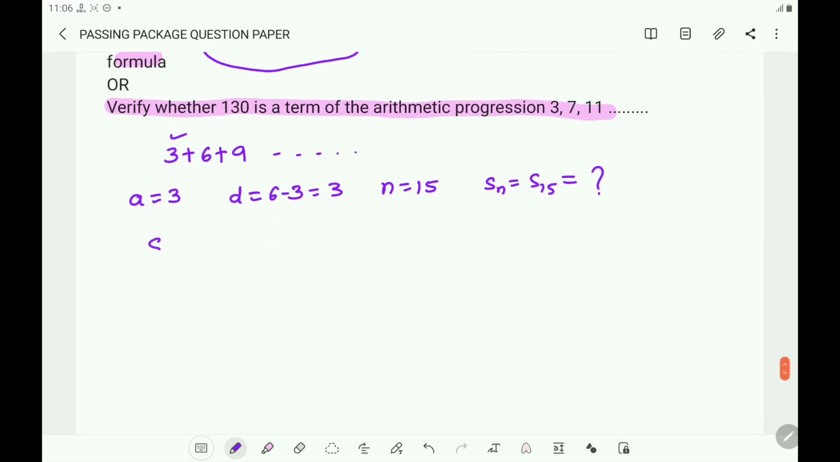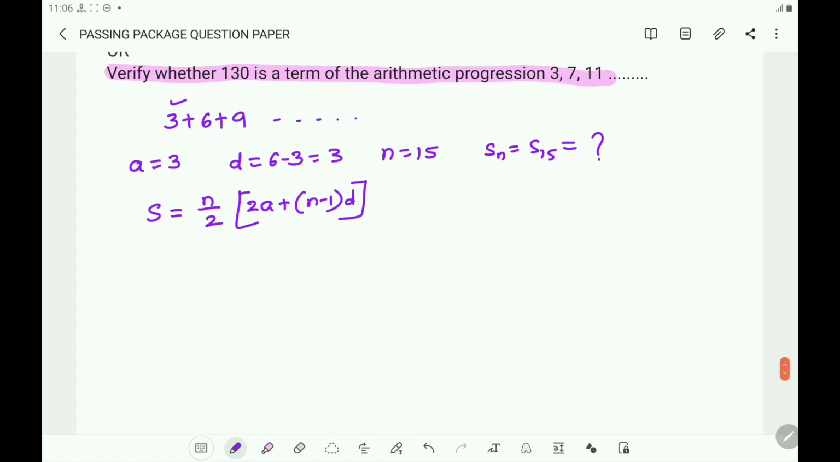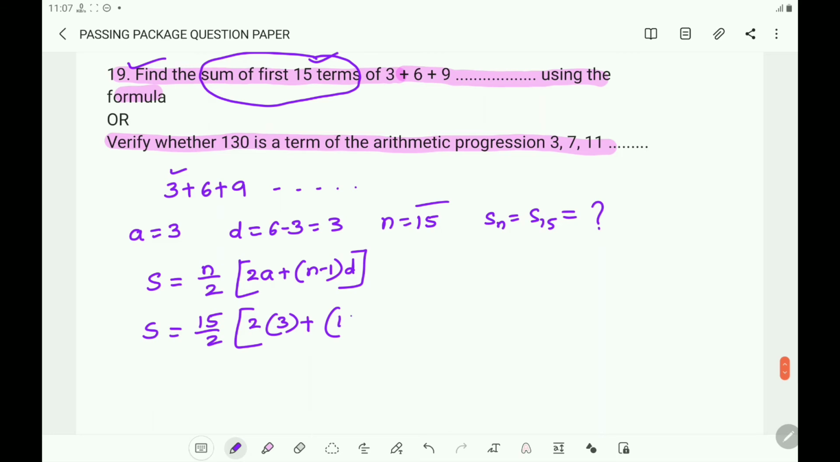You write the formula. S equals, or Sn equals, n by 2 into 2a plus, in the bracket you write n minus 1 into d. Then Sn, that is S15, or also you can write S. N in the place of n, what you have to write? Write 15. It is 15 by 2 into 2 into a is 3 plus n is 15, 15 minus 1, d is 3.